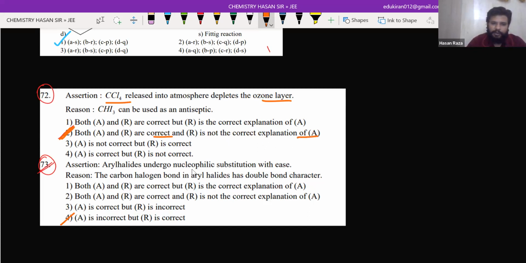For 73, aryl halides undergo nucleophilic substitution with these. That is incorrect. There are three reasons, or you can say double bond character, difference in hybridization, as well as instability of phenyl cation. So incorrect it is. Carbon halogen bond in aryl halide has double bond character. Yes, it is. So this will be the answer.